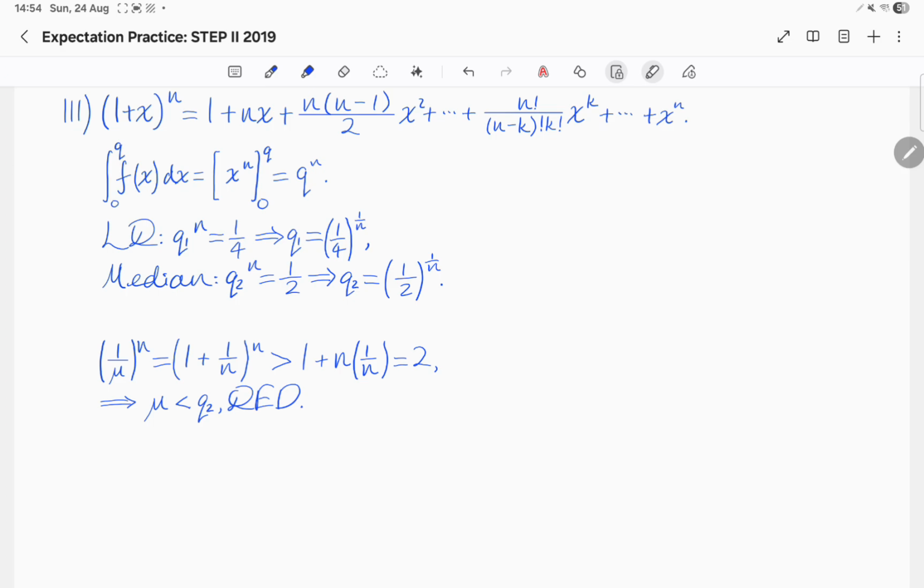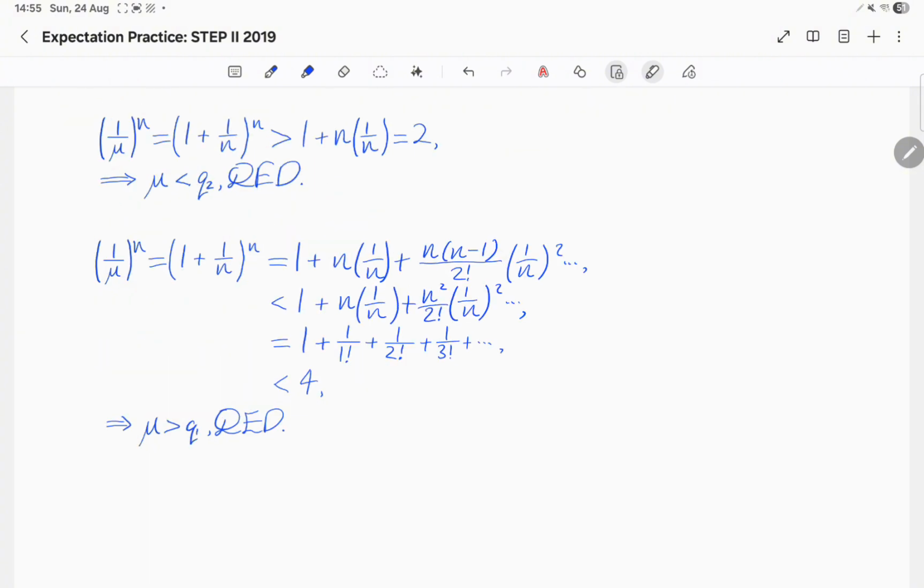Now we can calculate 1 over mu all to the n, and this is equal to 1 plus 1 over n all to the n, which is greater than 1 plus n multiplied by 1 over n, which is equal to 2. Therefore, mu is lower than the second quartile, or the median, as required.